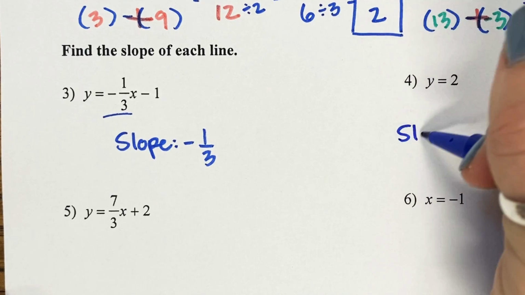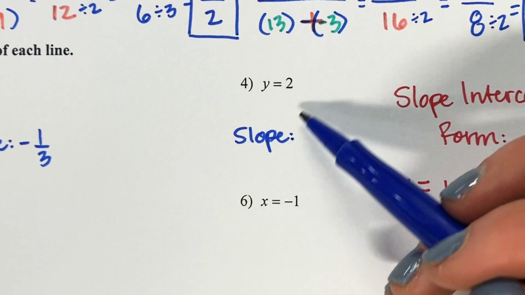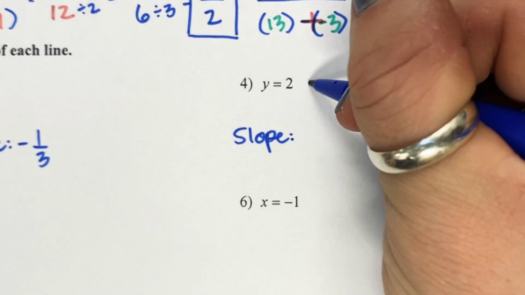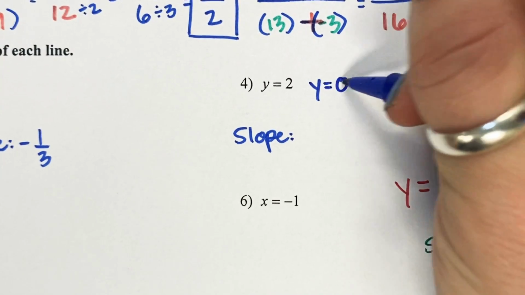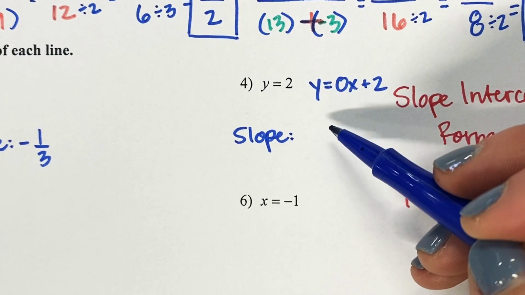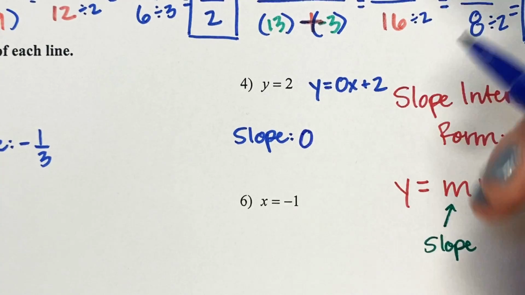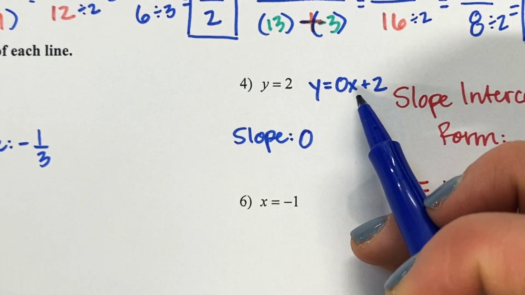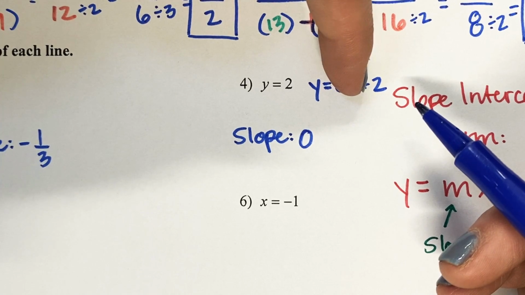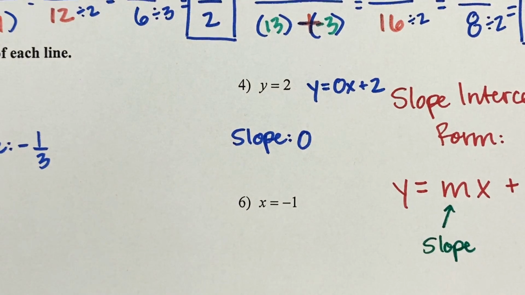What about number 4? If our slope is always right in front of the x, where's our x? Well, y equals 2 technically can be written as y equals 0x plus 2. So what is our slope? Our slope is 0, because when we multiply 0 by x, or 0 by anything, it just turns into a 0. All we're left with is y equals 2. So whenever you can't find the x, our slope is 0.